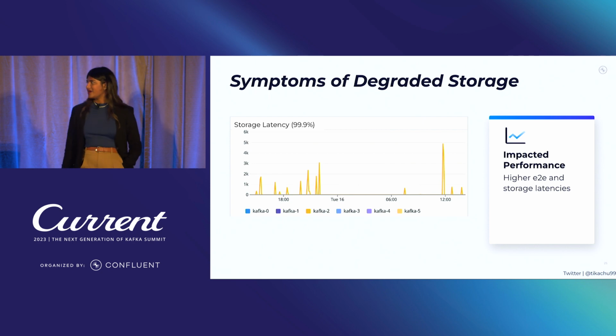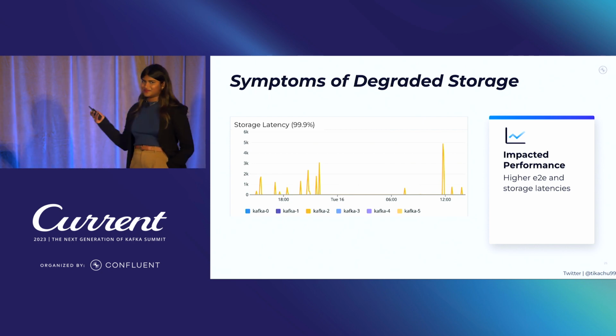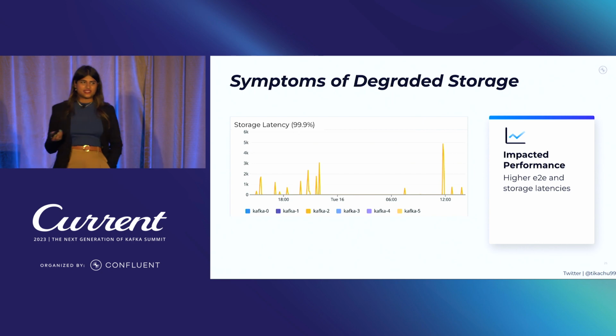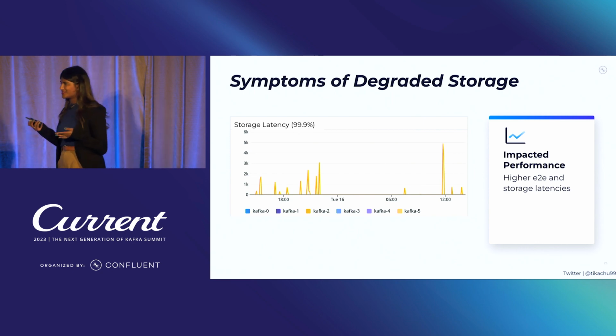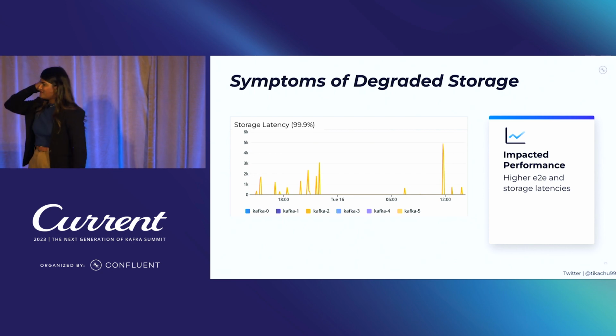Okay, and this is the corresponding storage latency graph. As you can see, the spikes themselves are actually corresponding, indicating the correlation between the storage latency and the end-to-end latency, where degraded storage is the cause for those spikes that we were seeing in that other graph.